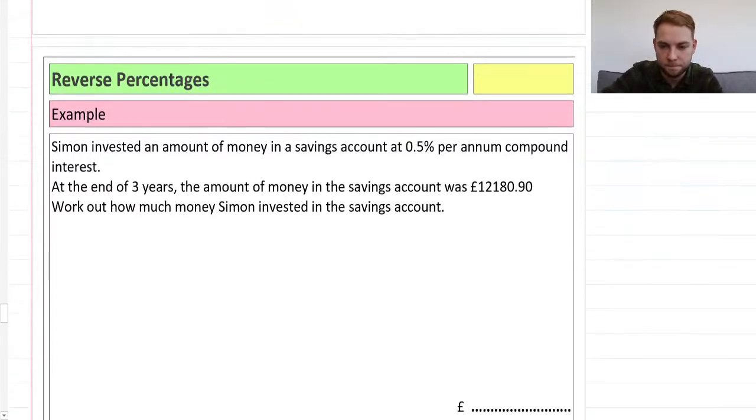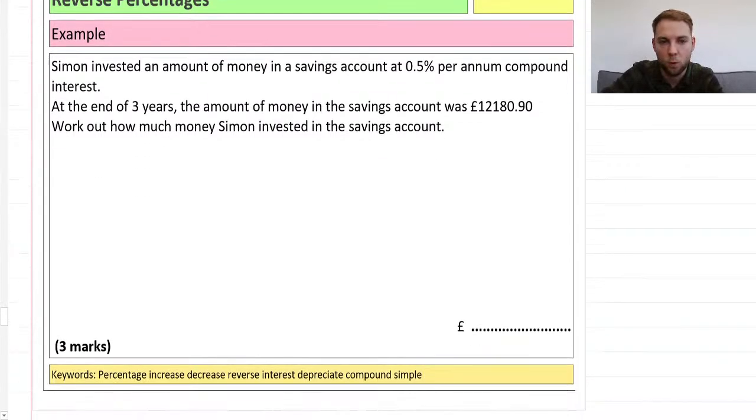So, one last question to have a little go at. And this one here is tricky. So this is thinking about two different things we've looked at, compound interest and reverse percentages as well. So get this one down. This is a common question now. It comes up all the time.